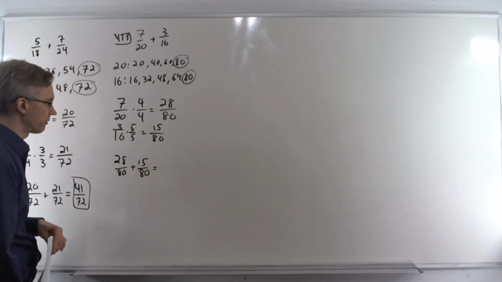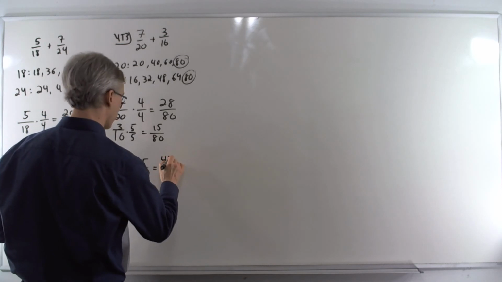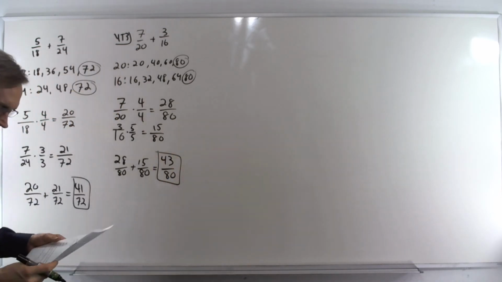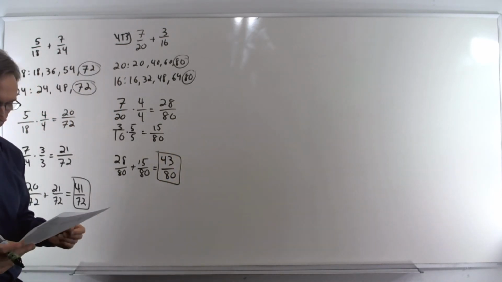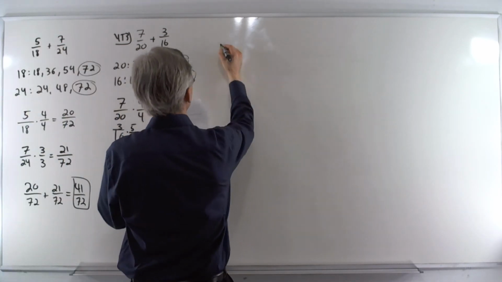So 28 over 80 plus 15 over 80 gives us 43 over 80. And that fraction cannot be simplified. All right, now we're going to start introducing some variables.